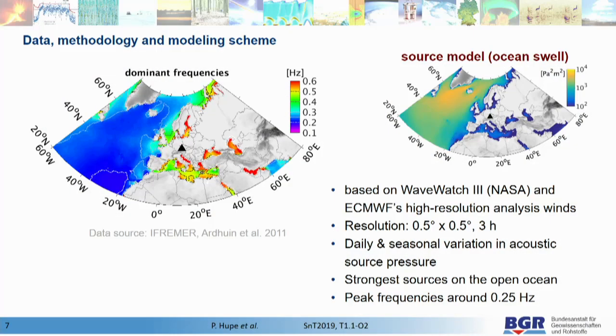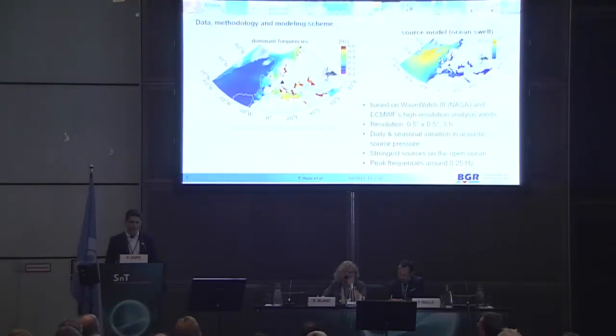And of course, we need a source model if we want to model amplitudes of microbaroms. So we used the acoustic source pressure output of the model from the French institute Ifremer, which is based on the WaveWatch model from NASA and the surface winds of the ECMWF model. The resolution of 3 hours provides a daily but also seasonal variation in acoustic source pressure. For our modeling environment around IS-26, the strongest sources can be found on the North Atlantic Ocean, where we find dominant frequencies in the model of around 0.25 hertz, which is well in line with the actual detections.